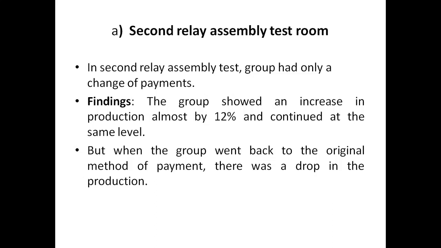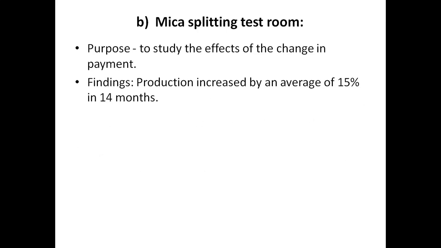Five experienced operators were put on a payment basis similar to that of the original group but were kept in the factory. The findings of the study suggested that the group showed an increase in production of almost 12% and continued at the same level. But when the group went back to the original method of payment, there was a drop in production. And one more important study is the Mica splitting test room.